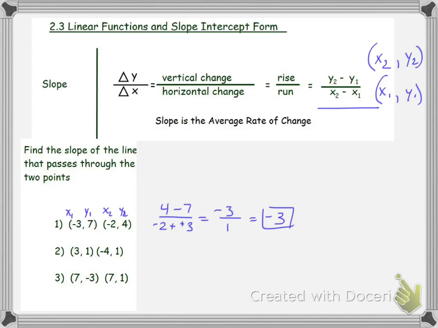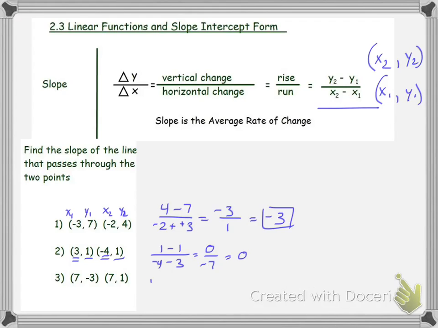So for this one, I have 1 minus 1 over negative 4 minus 3. 1 minus 1 is 0. Negative 4 minus 3 is negative 7. And 0 divided by negative 7 is 0.